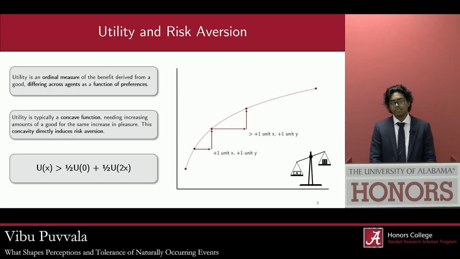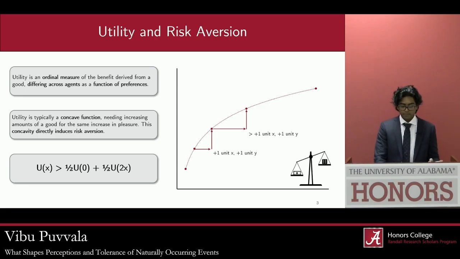Starting out with some background, utility is an ordinal measure of the benefit derived from a good, and it differs across agents as a function of individual preferences. Ordinal measure simply means that the value assigned to utility doesn't have any meaning except for its magnitude relative to other utility values. So utility of 2 for, say, an apple means nothing other than the fact that an orange having a utility of 1 means that apples are preferred to oranges.